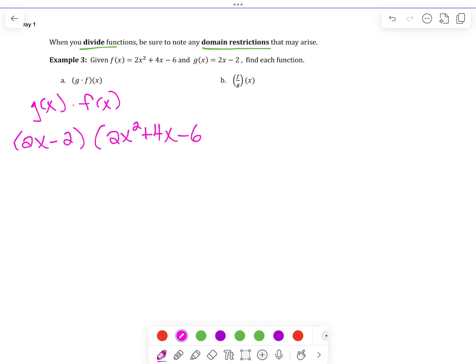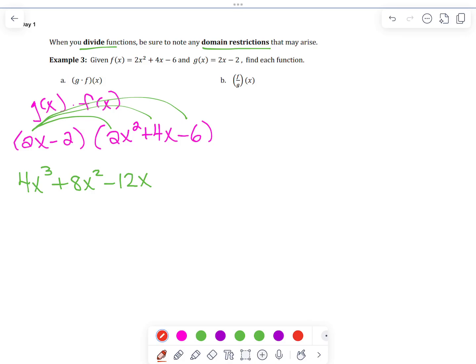All right, so we're going to multiply those two polynomials together. So we're going to distribute. When we do that, we're going to multiply the 2x into all three terms. So we get 2x times 2x squared is 4x cubed. 2x times 4x is 8x squared. 2x times -6 is -12x. So there's the distribution of 2x.